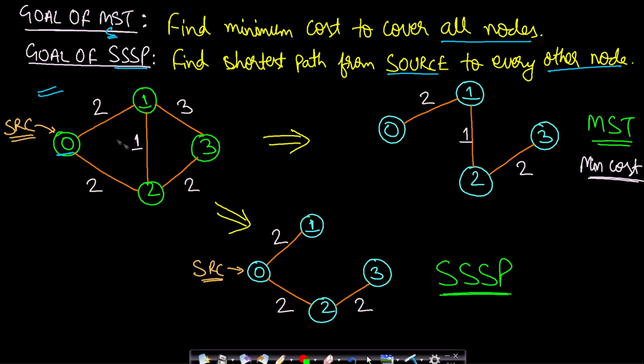Now if these are the edge weights and this is the graph, then the minimum cost spanning tree will look like this. Okay, and we require a minimum cost of 5, which is 2 plus 1 plus 2, in order to cover all the nodes. So this is our minimum cost spanning tree graph.